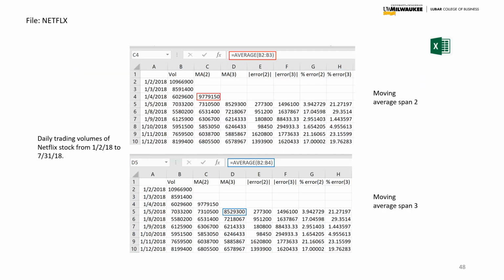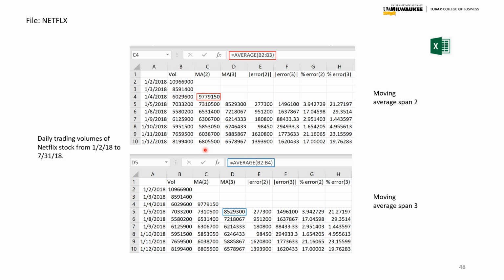Here we have the daily trading volumes of Netflix stock, and I'm going to compute the moving average with span 2 and the moving average with span 3. The above screenshot shows the moving average based on span of 2. You can see the forecast for the third period that I've boxed here is the average of cells B2 and B3. So these two are averaged and they project into the future as a forecast.